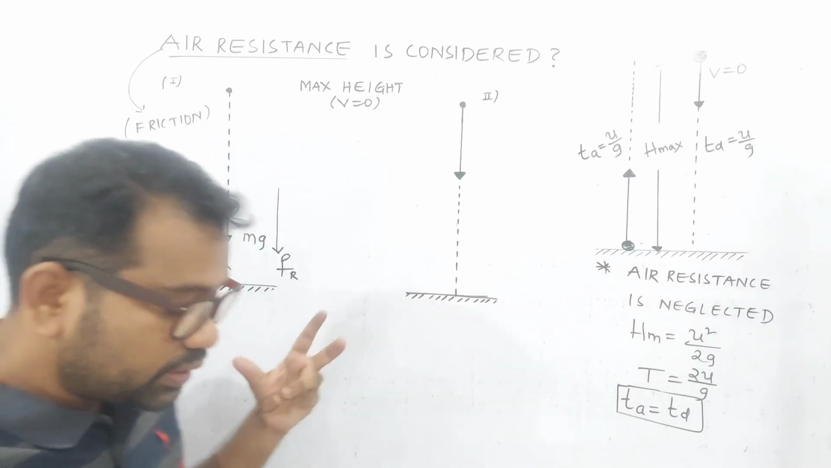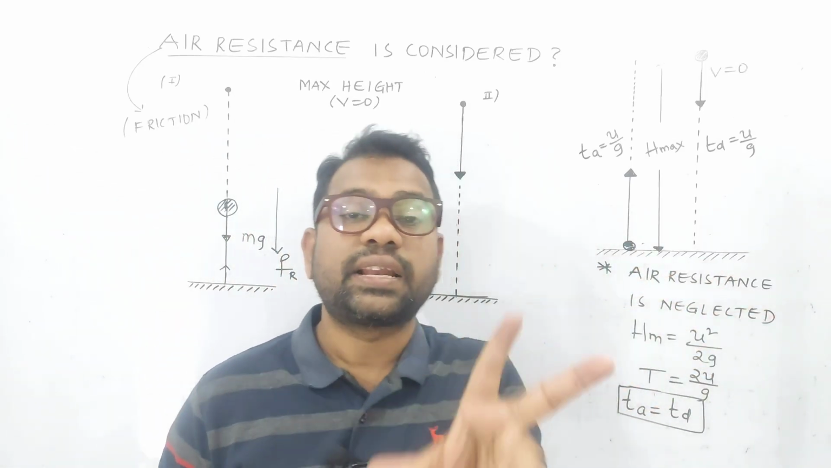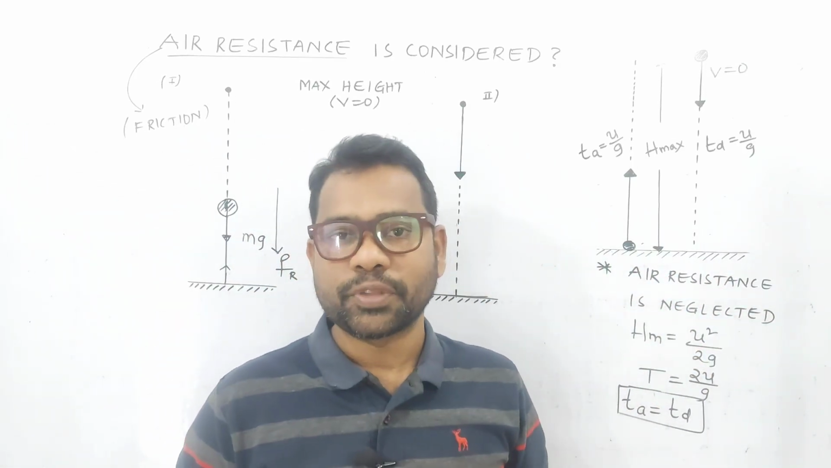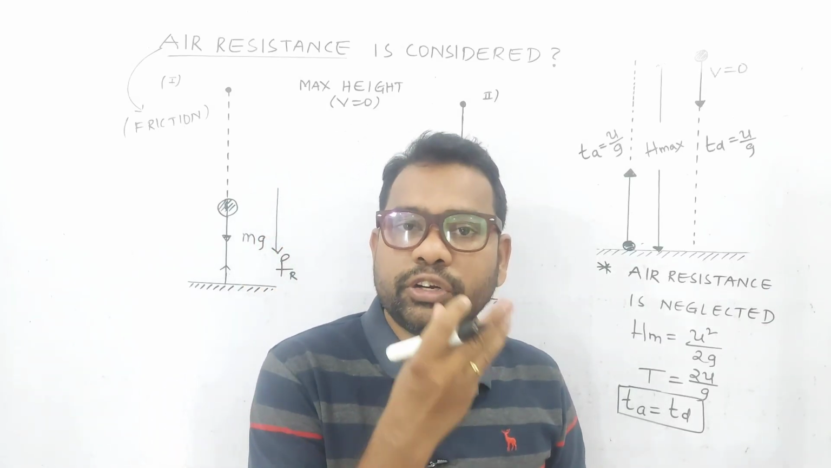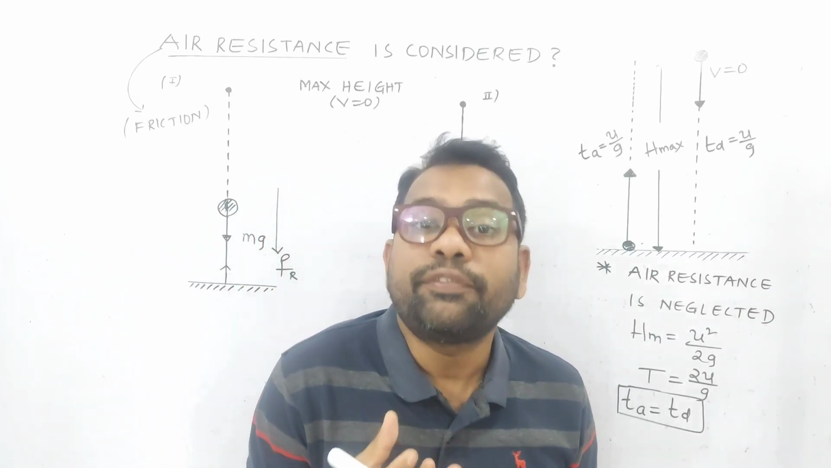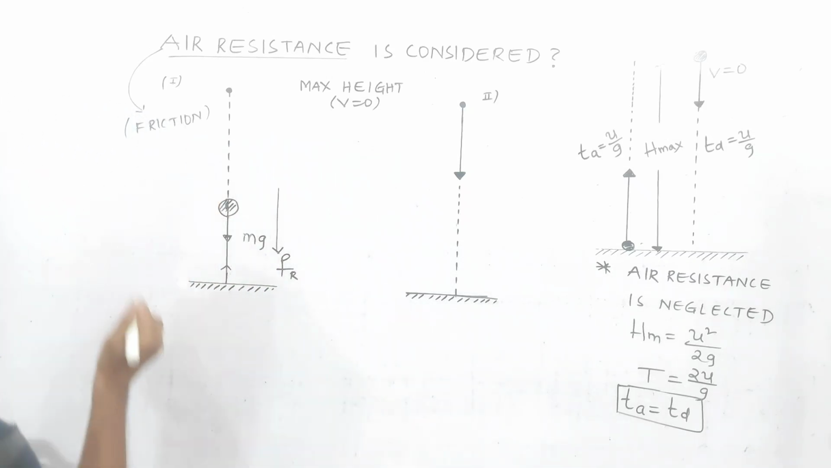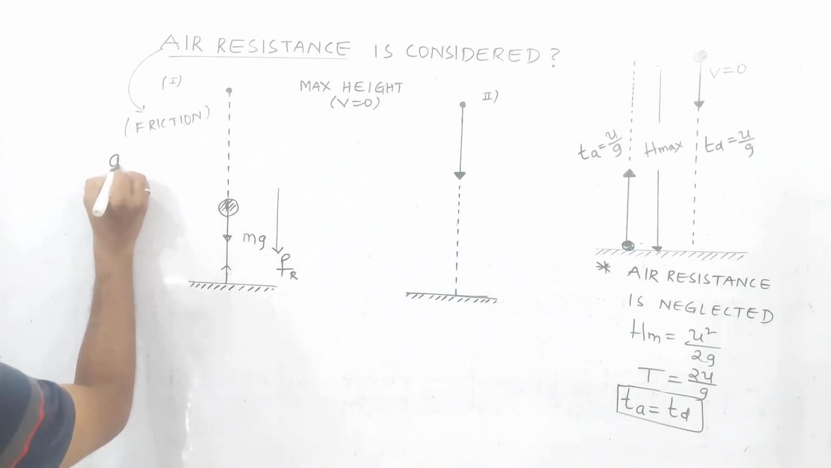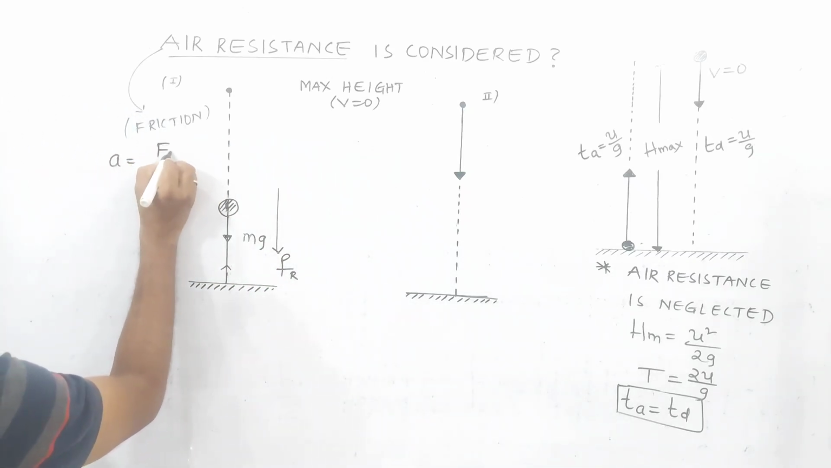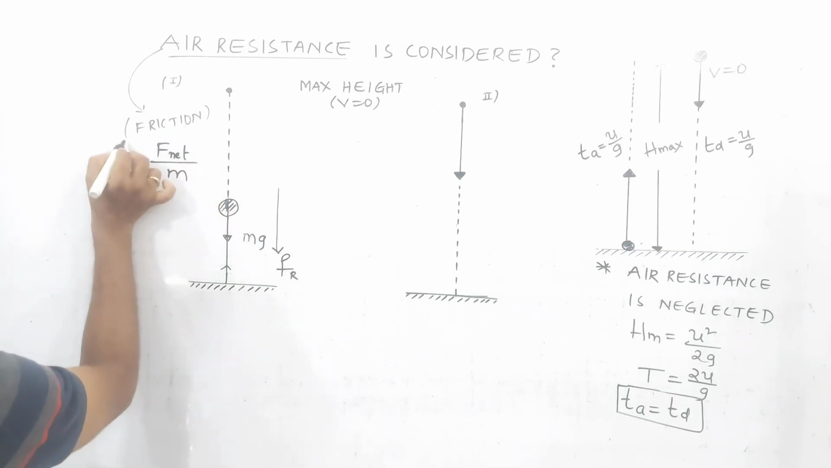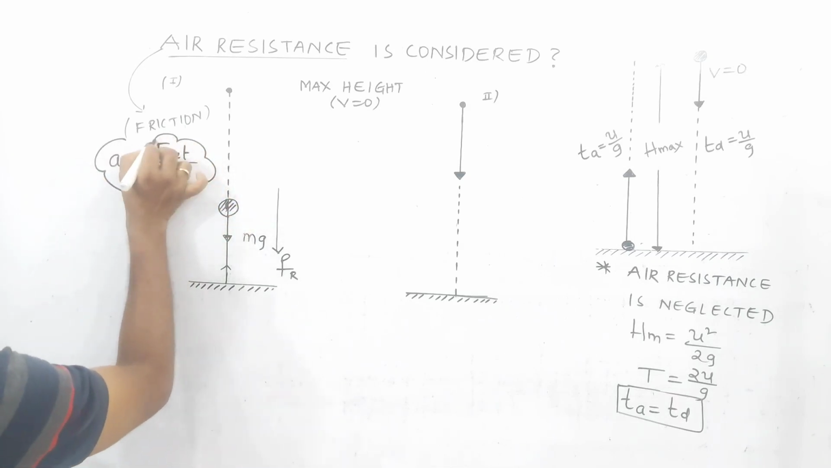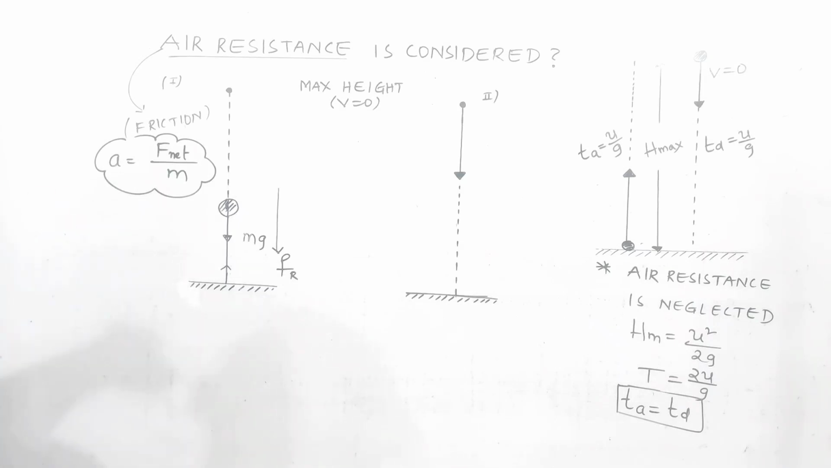So obviously there will be some net acceleration that we need to calculate. If you want to calculate the net acceleration, what must we know? According to Newton's second law of motion, we must know the net force. Why, children? Because we know that acceleration is equal to F net by mass. So this is how we can calculate the net acceleration.